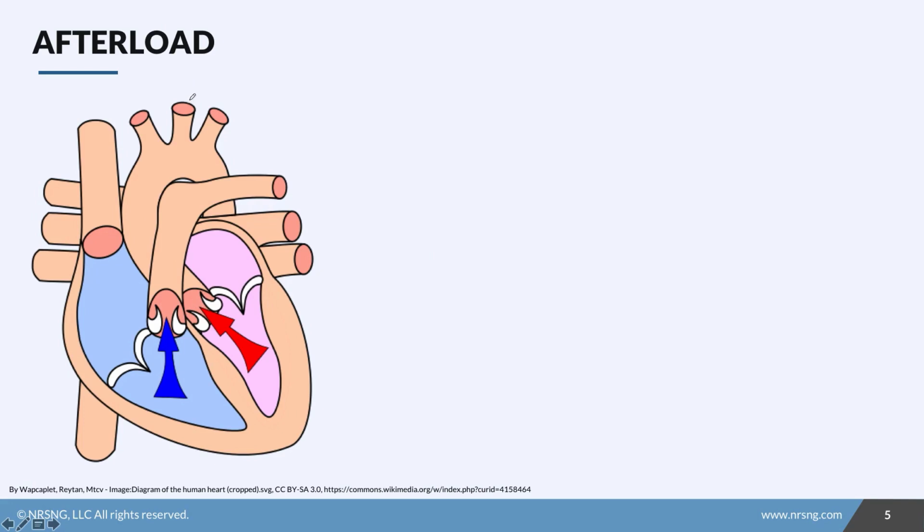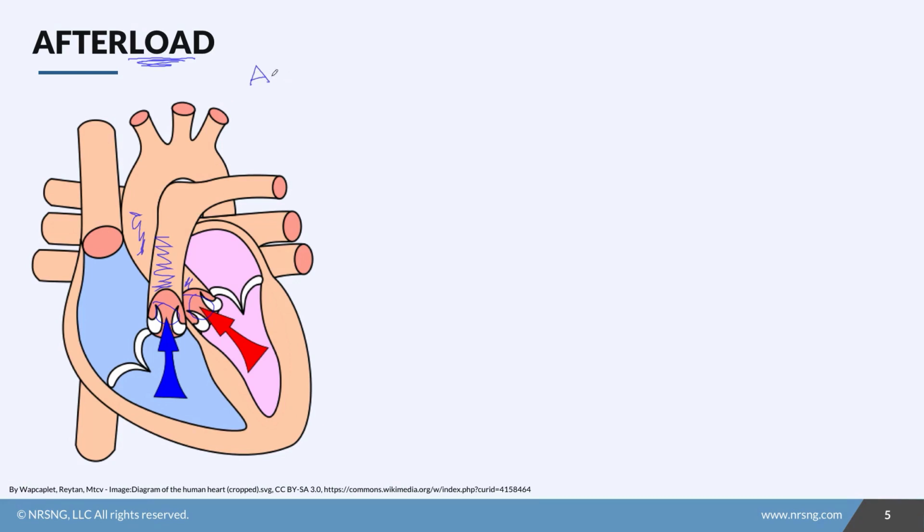All right, let's talk a little bit about afterload. When the heart contracts during systole, it has to contract strong enough to overcome the pressure on the other side of the aortic and the pulmonic valve. There's a pressure over here. And in order to open those valves, the aortic and the pulmonic valve, the heart has to squeeze strong enough to overcome that. Now, it would be kind of like if someone was holding your door shut. You have to push harder to get that door open. The force that the heart has to overcome, that is our afterload.